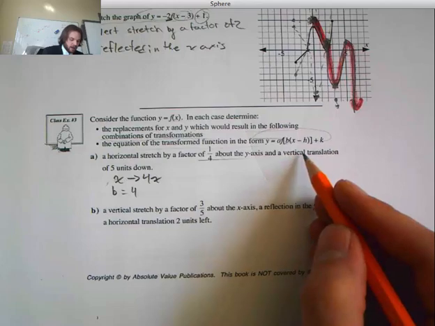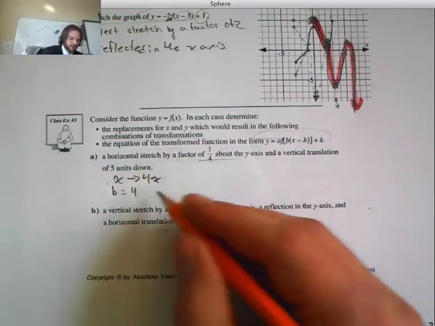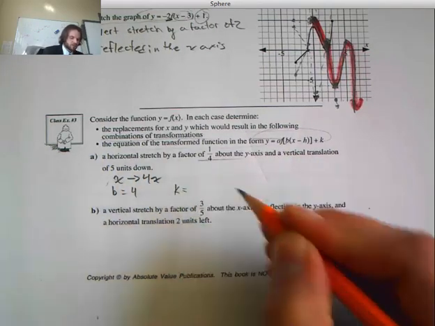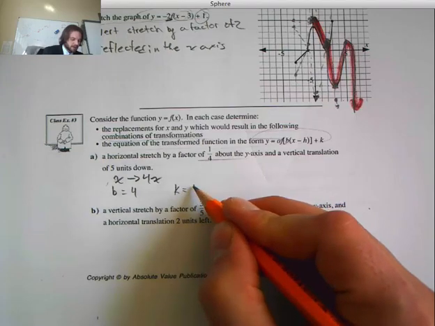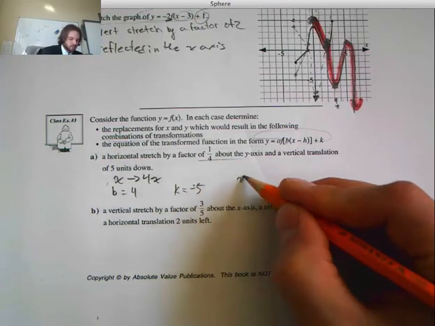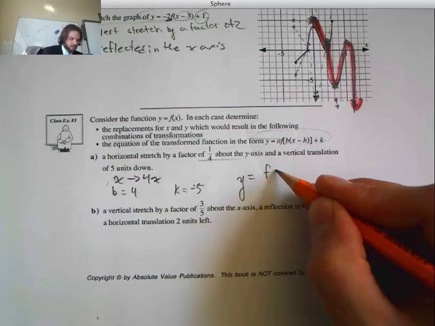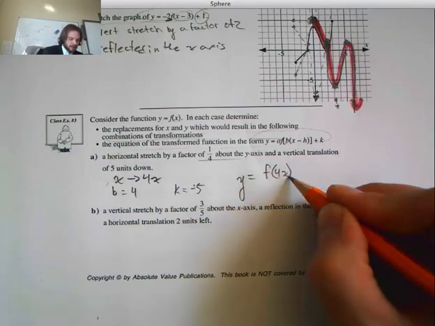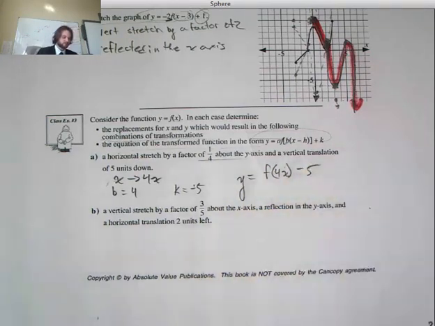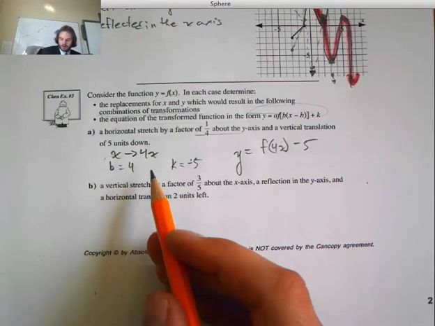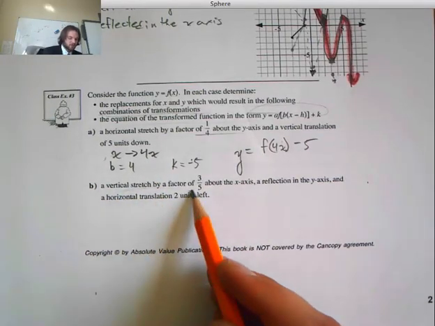The next one, and a vertical translation of 5 units down. So k is equal to negative 5. So my new formula is y is equal to f of 4x, bracket, subtract 5. Now the next one here, we're saying a vertical stretch by a factor of 3 over 5. So y goes to 5 over 3 y. And about the x-axis.